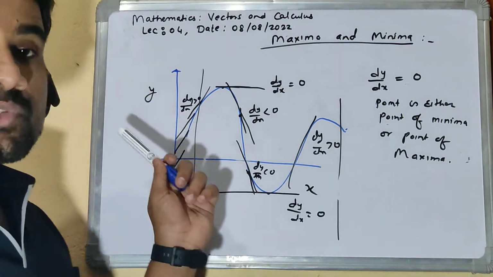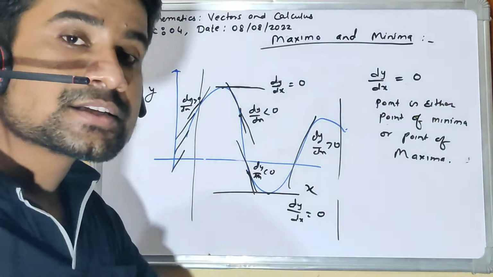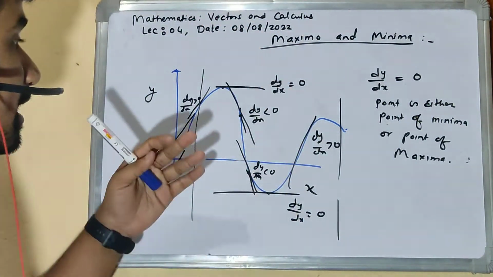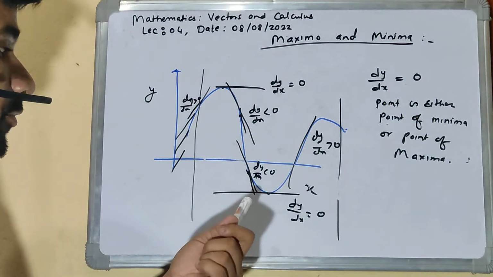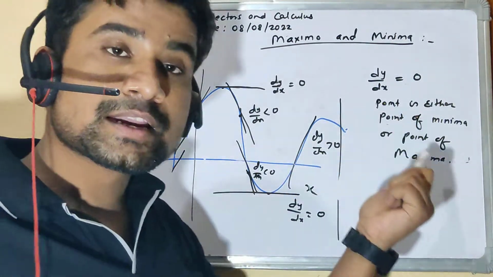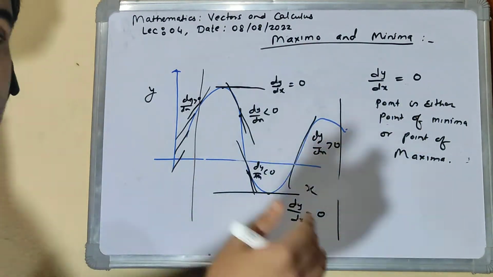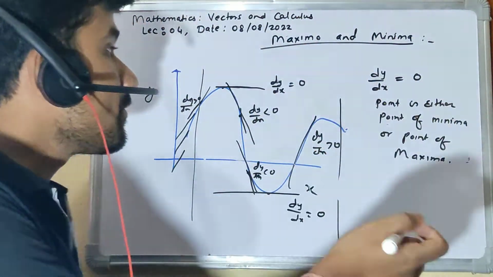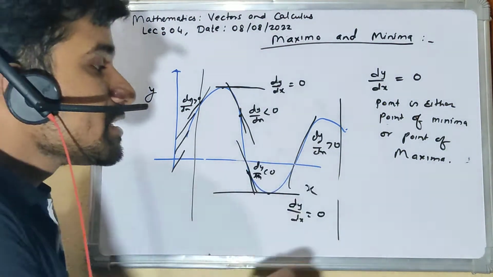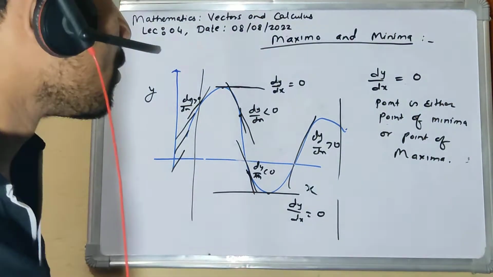So for maxima, the slope is actually changing in the direction of reduction, right? First dy by dx was positive, then it became 0, then it became negative. For minima, first it was less than 0, then it became 0, and then it became greater than 0, right? So if I calculate the change in slope itself, it will be negative for maxima. But if I calculate the change in slope for minima, it will be positive.